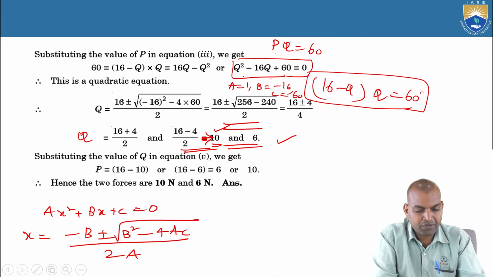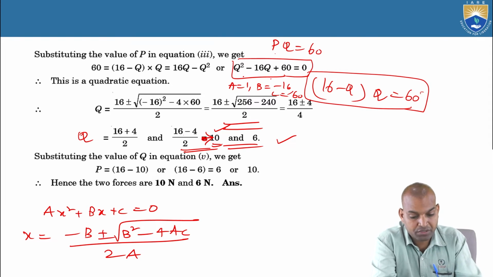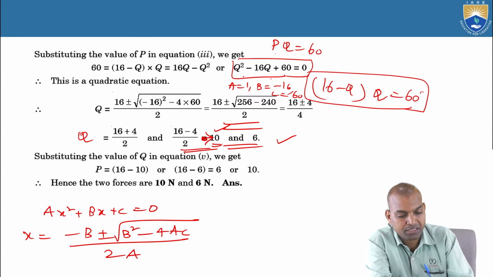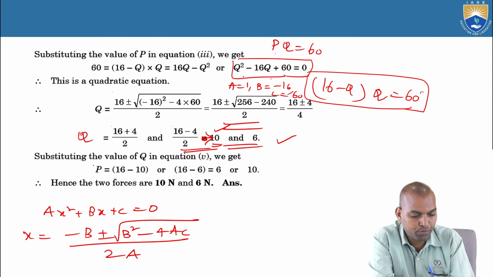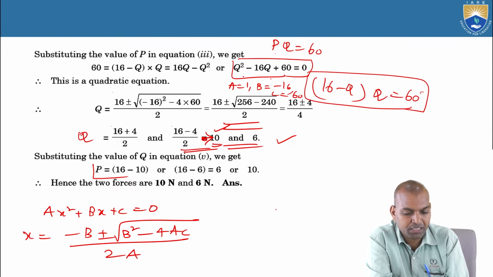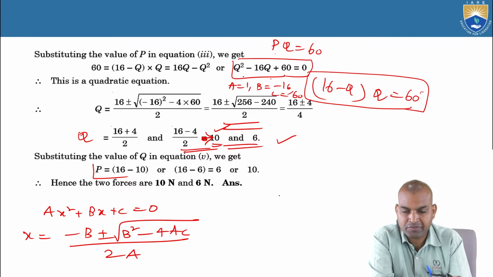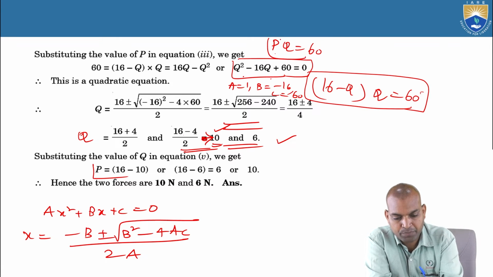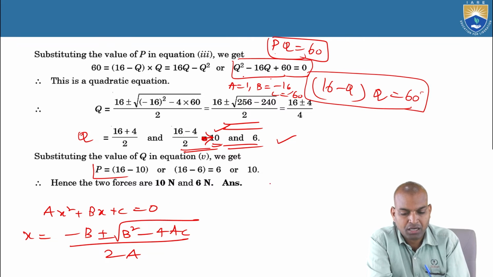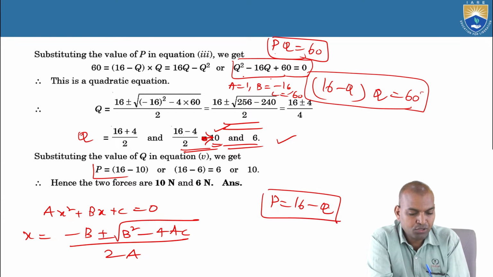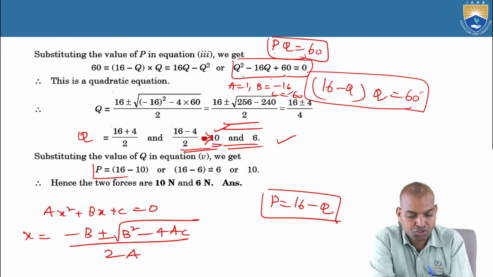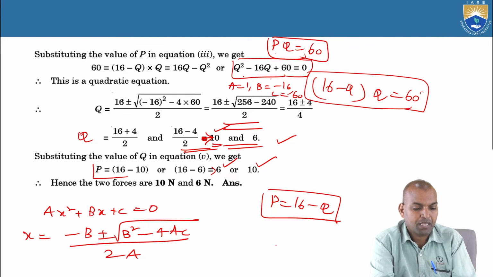So, substituting the values of Q in equation 5, where is equation 5? Yes, we will get P equal to how much? Again, we know that value. If you substitute the Q value in either equation, PQ equal to 60 or P equal to 16 minus Q, the P values obtained are 16 and 10.